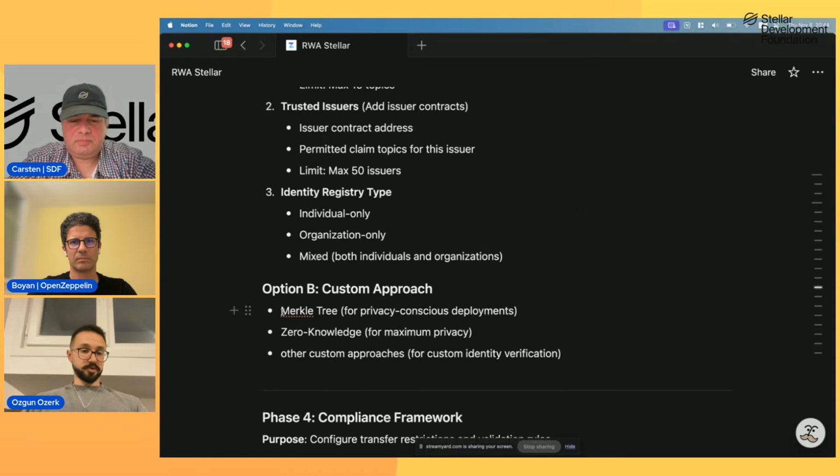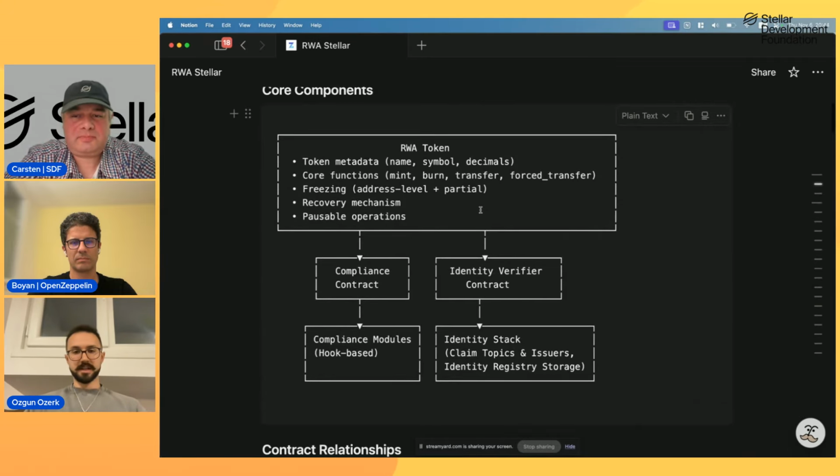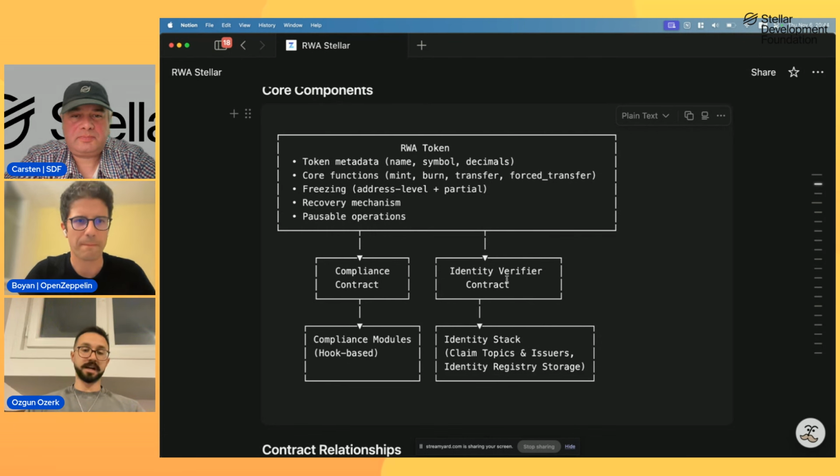So there are other approaches as well, like you can do a Merkle tree, you can do ZK email, you can do your own custom approach. We do not provide these, by the way, but they are for sure doable. And we designed the architecture in such a way that this coupling here is not tight, but loose. So you can easily plug this one out and plug in your own solution for the identity stack. So basically, you can replace the stack here and plug in your own.